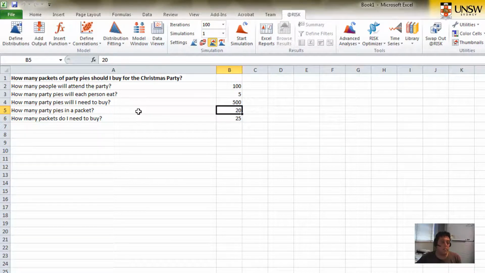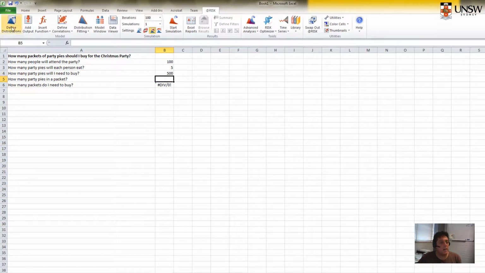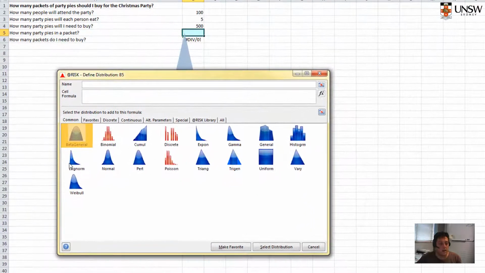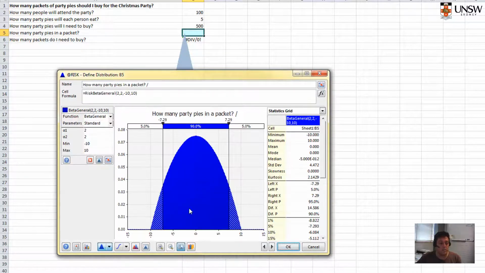Now we have the number of party pies in a packet. Previously I put 20. Let's delete that and we'll define a distribution. In this case, I might use a beta general distribution. It's a useful distribution that has very defined upper and lower bounds, as opposed to a normal distribution which runs to plus and minus infinity.